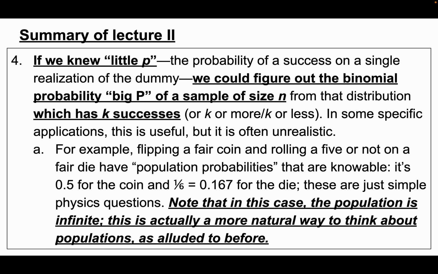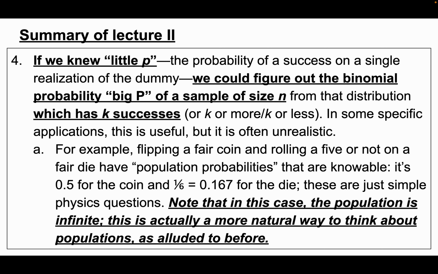So here's an example where it would work. If we flip a fair coin, or we roll a 5 or not on a fair die, these are dummy or binary outcomes. Note that the die, by the way, has 6 outcomes, but 5 or not is a binary outcome. And these have population probabilities that are knowable. It's just simple physics. So it's 0.5 for a well-crafted coin and 1/6, or about 17%, for a well-crafted die. We don't need any special theory to know that these are true. We can just use our intuition for what probability consists in.